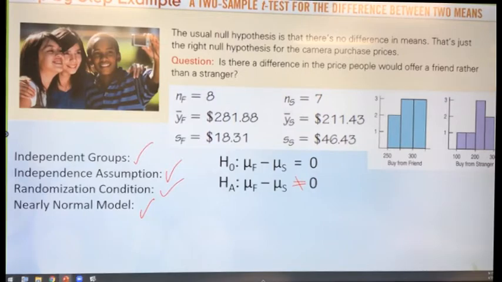Just a quick observation. Looking at the means. Do you charge more for a friend than you do a stranger? Nope. Or the difference in price people would offer a friend. You give him a discount. Well, what does the data say? It says the friend's average is $281. A stranger's is $211.